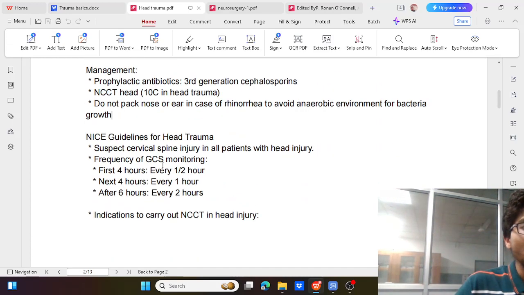So now coming to investigation. What is the investigation of choice? Before that, we'll just go through the NICE guidelines.